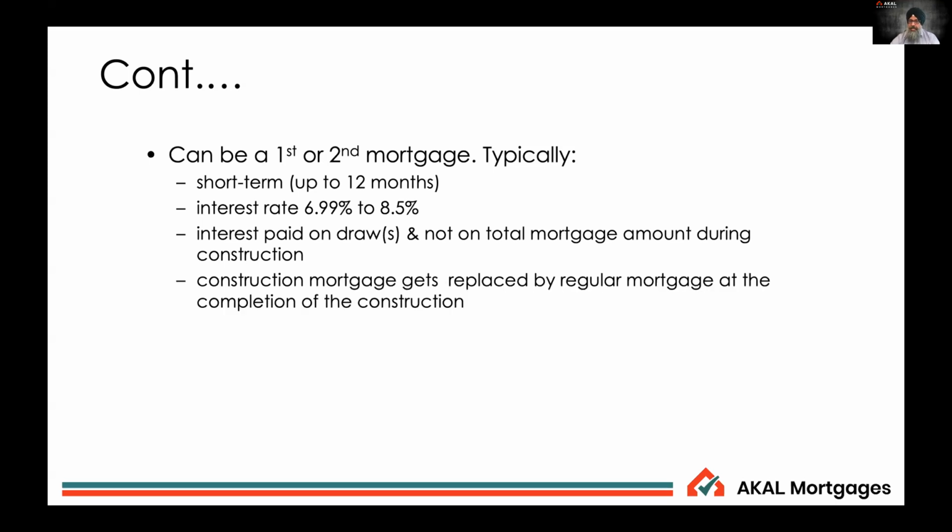With construction mortgages, the mortgage gets replaced by a regular mortgage at the completion of the construction. This is basically what we advise our clients. This is the best way to do that, so they are going to have flexibility. They are going to have much better terms and conditions with the lenders who know what a construction loan is. After that, they can get the best mortgage based on their needs with the regular mortgage, called a completion mortgage, right?